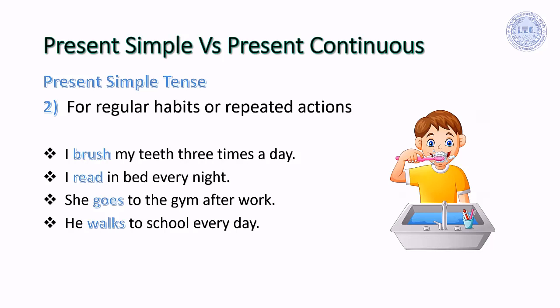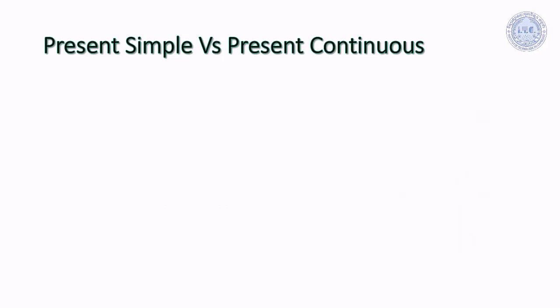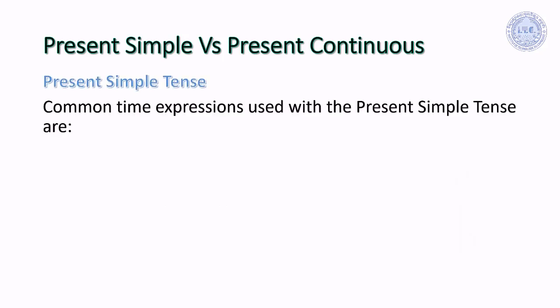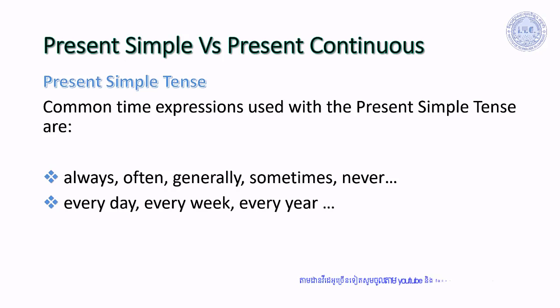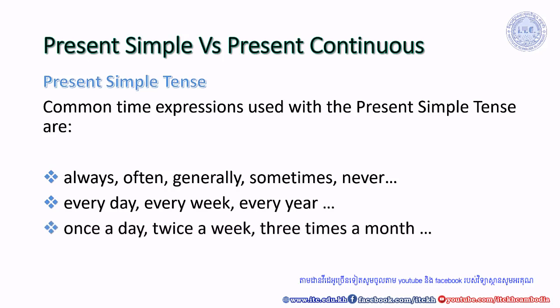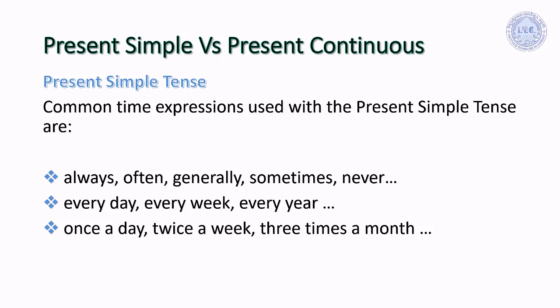So let's look at the common time expressions which are used in present simple tense. Always, often, generally, sometimes, never. Or every day, every week, every year. Note that the time word is in singular form, day, not days. Once a day, twice a week, 3 times a month. Then the rest are 4 times, 5 times, etc.